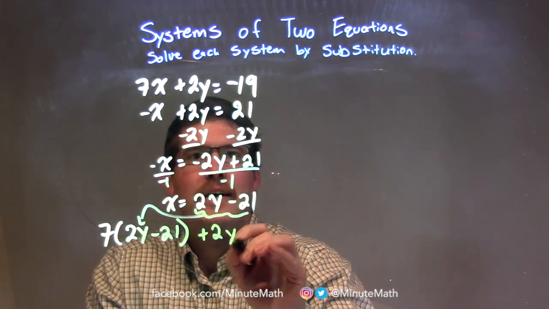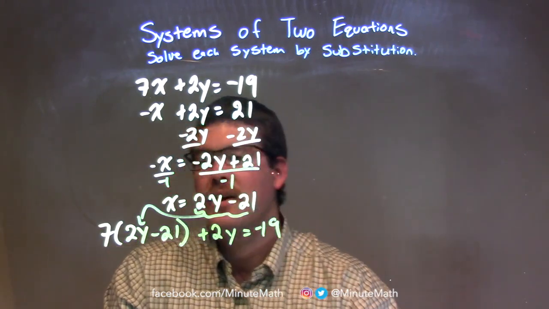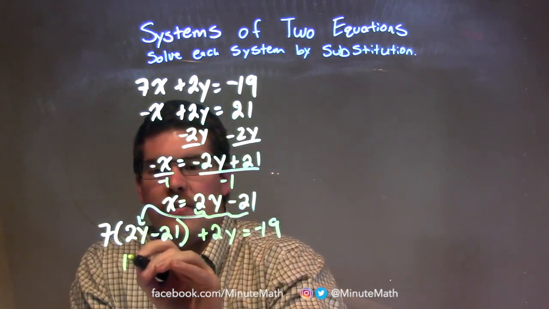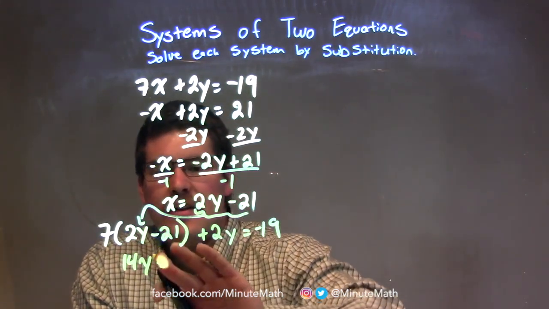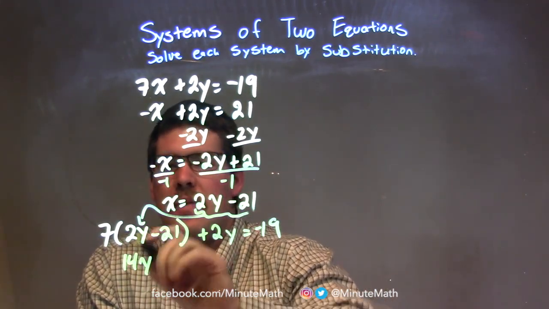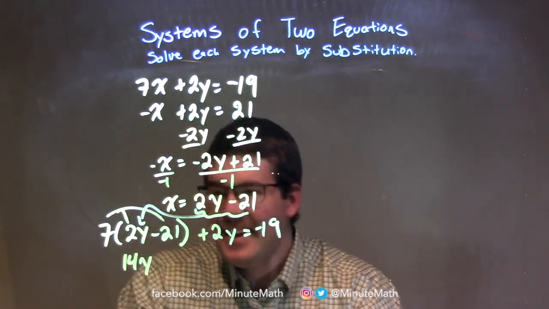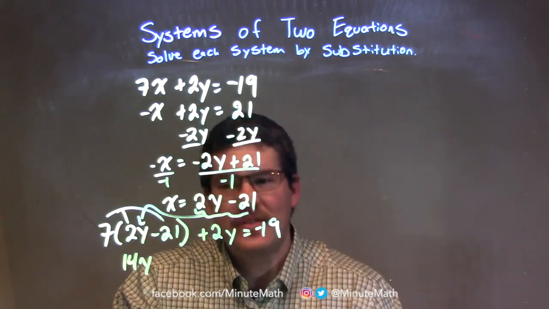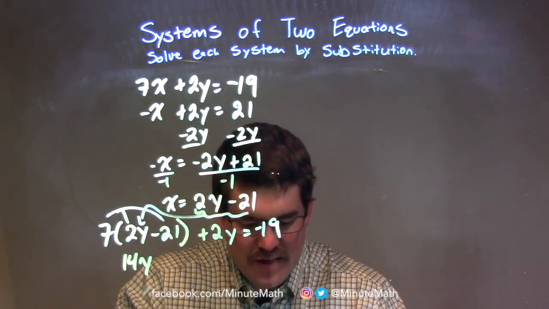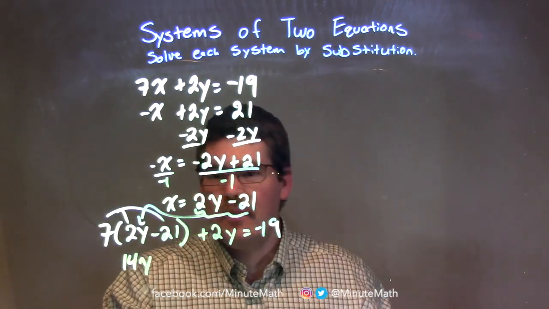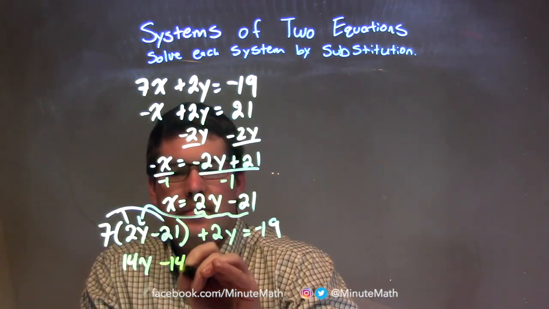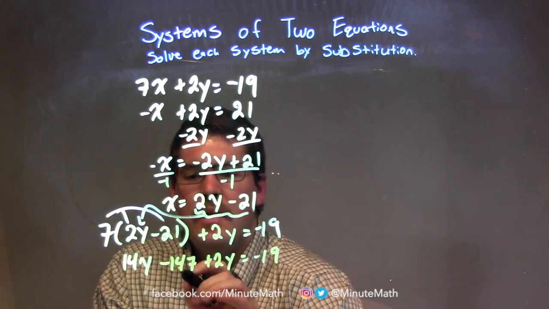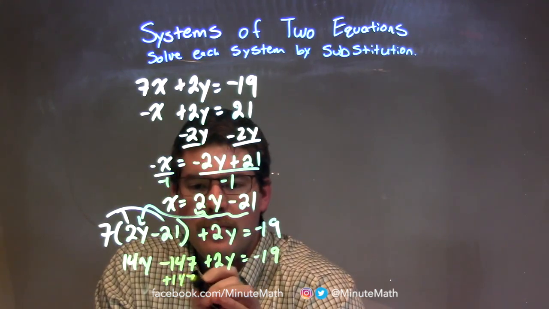Plus 2y equals a negative 19. Well, now I got to simplify this bad boy. Okay? 7 times 2y is a 14y, and it's equal to, subtracting there. And then when we distribute the 7 again to the minus 21, oh, what is that? 7 times 21, yeah, negative 147, plus 2y equals negative 19. I'm going to add a 147 to both sides.